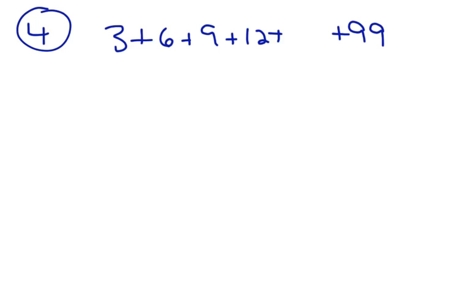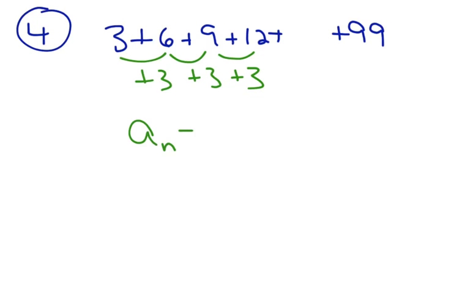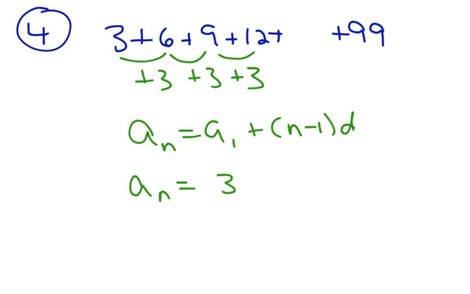In number 4, I want to express this sequence, this series, I should say, using sigma notation. Well, in order to do that, the first thing I want you to notice is what kind of series it is. You'll notice real fast it's arithmetic. So if it's arithmetic, I can use this formula to find the equation that best represents it. So the nth term is the first term plus n minus 1 times the common difference, which is d.